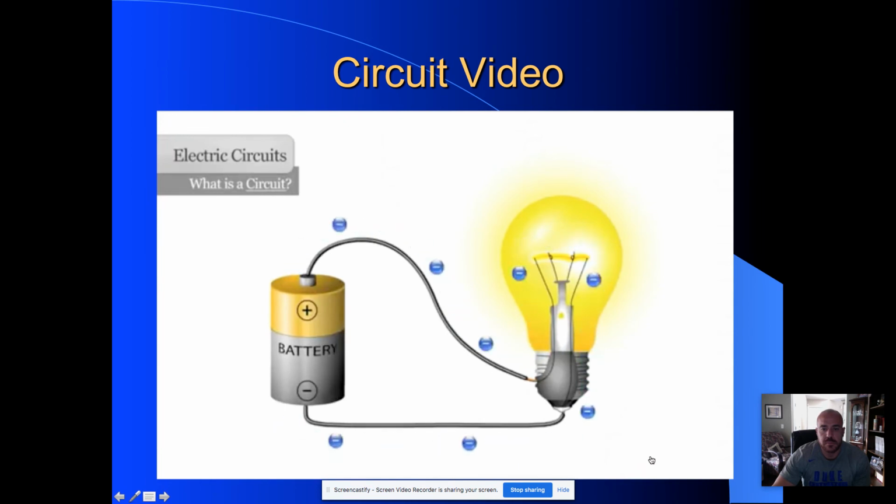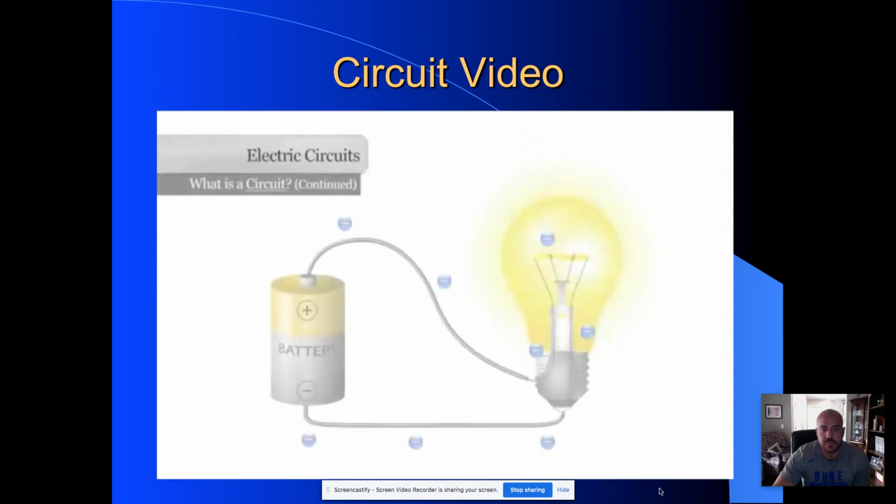When there is an unbroken path on which electrons flow, as in this example, it is called a complete circuit. The unbroken path that the electrons follow is called a closed circuit because electricity will only flow on an unbroken path. The light bulb will not light unless there is a closed circuit.